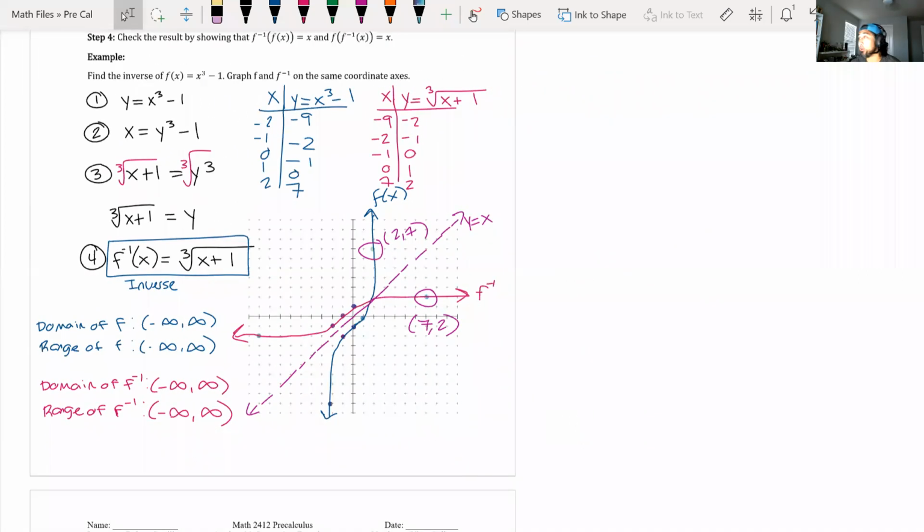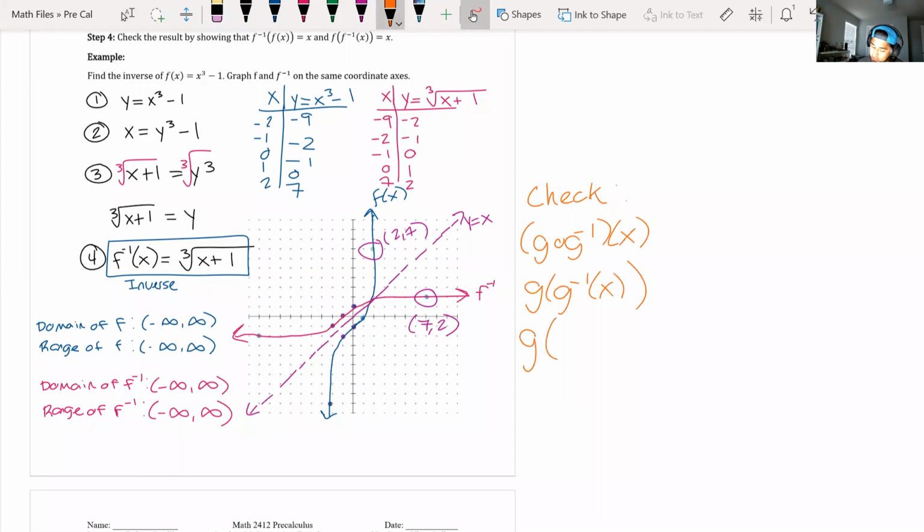Okay, and that's how you find an inverse. Of course, we could definitely check our work to make sure they are true inverses of each other. So we can always check by composing. We could say G compose with the inverse of G, which would give me G of G inverse of X. This would give me G of the inverse function, cube root X plus 1, which would then be plugged into the original function for X.